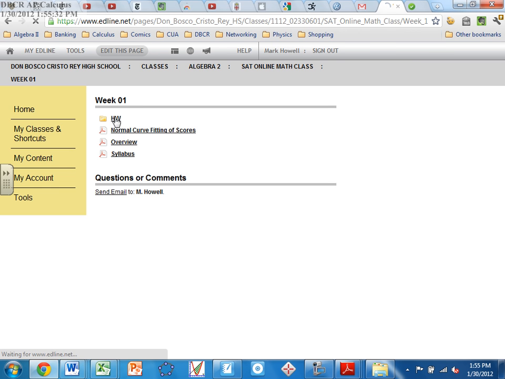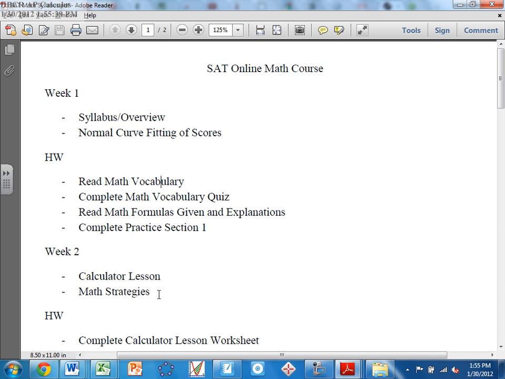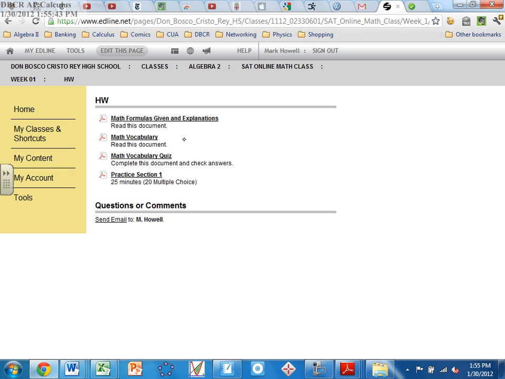Under Homework is where you'll see what we were looking for in the beginning. So these are your 4 homework documents, and they correlate to the actual syllabus. So on the syllabus, you see read math vocabulary. So you'll see right here is your math vocabulary, and it simply says read this document. Okay, so you're going to see that the document discusses types of words in math that we use over and over and that the SAT will continue to use.